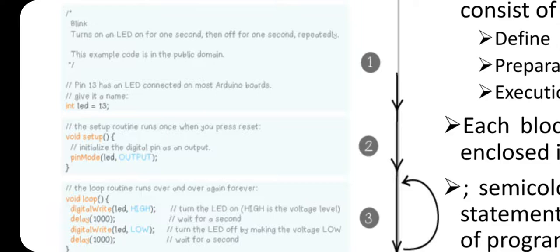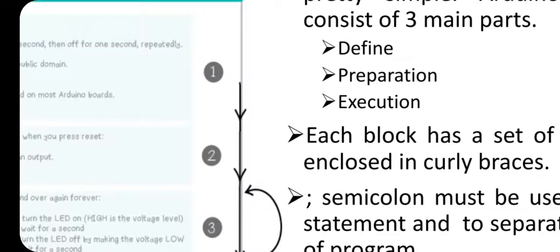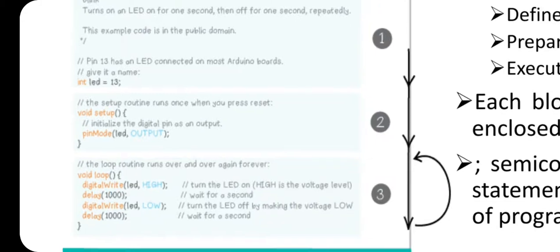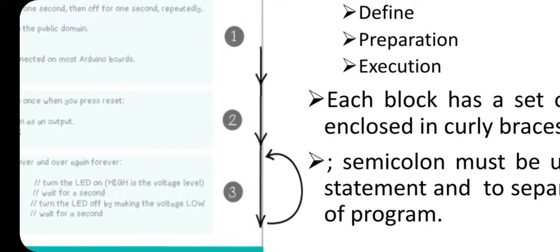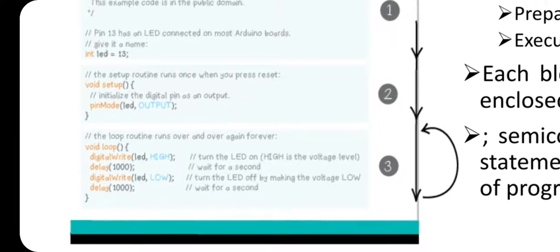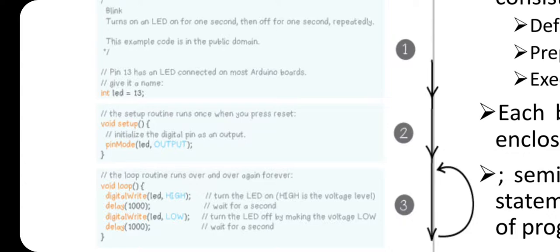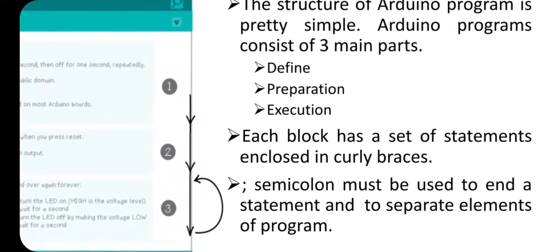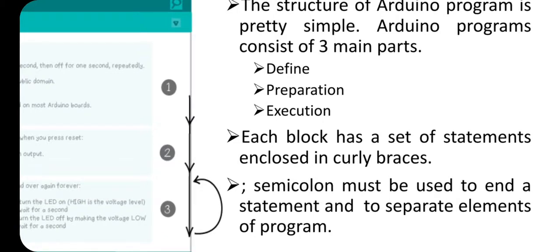In this section you will define the things. The second part is the preparation part, like void setup. The third part is the execution part, so here you can see void loop. So there are three main parts in Arduino programming: define part, preparation part, and execution part. Each block has a set of statements enclosed in curly braces. A semicolon must be used to end a statement and to separate elements of the program.